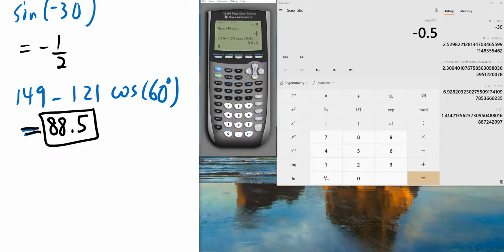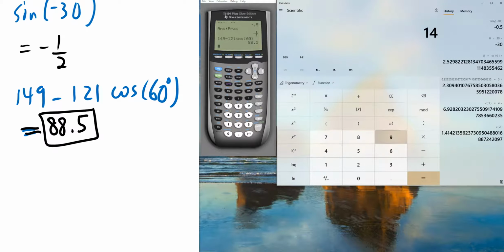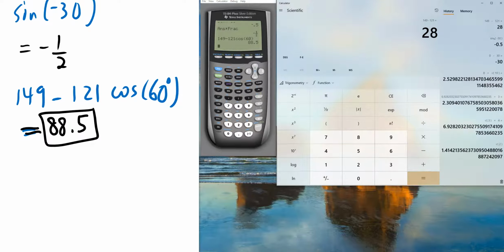Let's see what we do in here. If we try 149 minus 121, and then what are you going to do? If I press enter, that's the wrong thing to do, because order of operations doesn't allow us to do that. So we need to think about how we can get this taken care of first. So how do I do this?